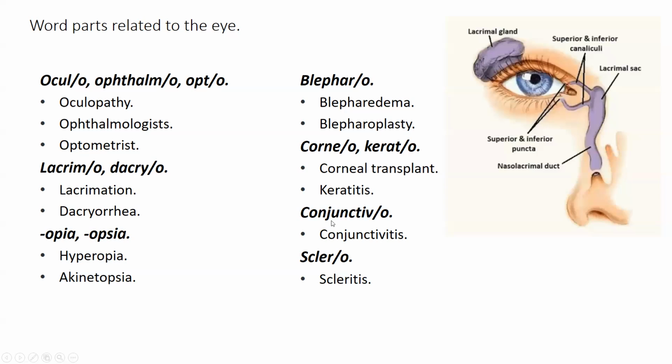Conjunctiva, as I mentioned before, is that membrane that lines the inside of the eyelid and the outer portion of the sclera. So conjunctivitis, inflammation of the conjunctiva, is pink eye. Sclero, in this context, refers to the whites of the eye and the cornea, that outermost tough protective membrane of the eye. In this context, it does not mean hard.